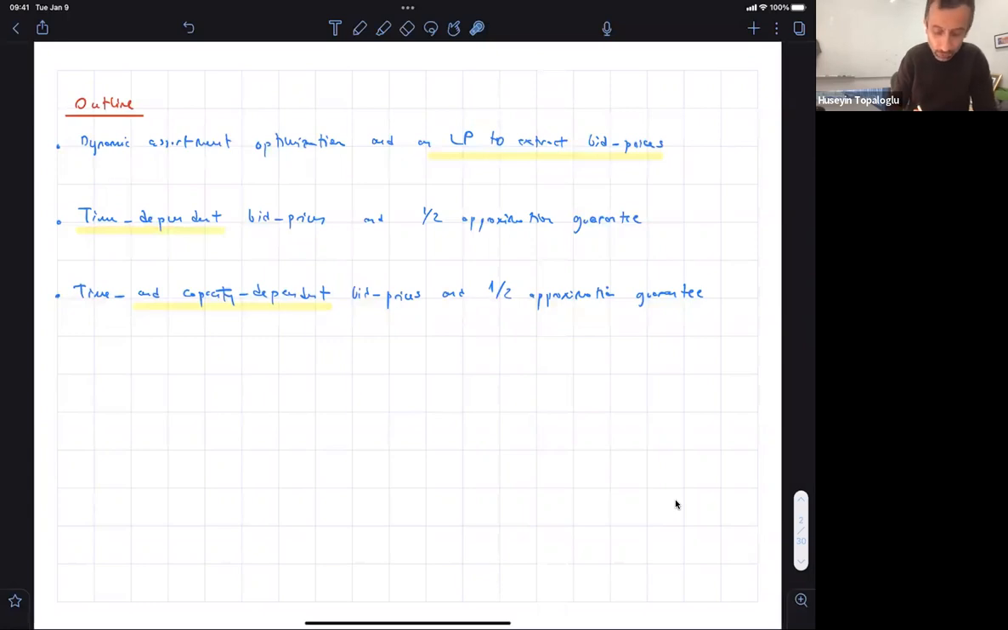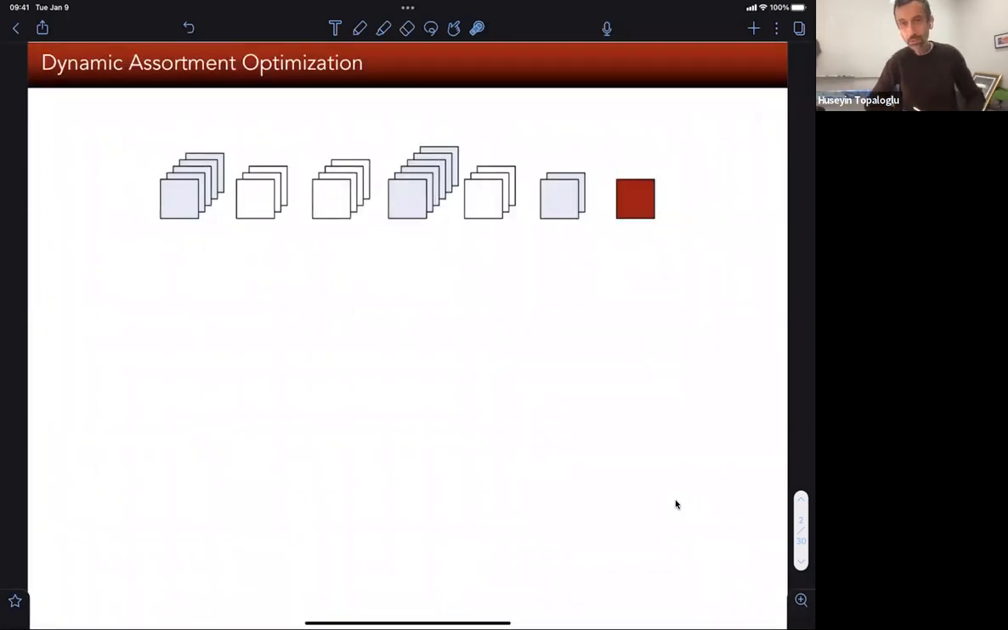The first thing we're going to do is write a dynamic program for our dynamic assortment optimization problem. And then we're going to use an LP to extract a bid price policy. So here's the problem setting. We have a whole bunch of products. Each one of these boxes is a different product, and we have the no purchase option. Each one of these products has a limited amount of inventory. Each one of these squares replicating a product is the inventory of that product.